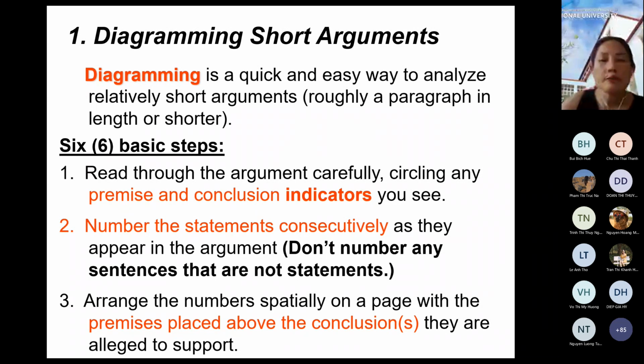In the third step, after you number the statements, we are going to arrange the numbers on a diagram in which the numbers of the premises stay above the number of the conclusion. So that is the theory. Very soon you need to try to imagine it in your mind, and very soon we will look at the example here. Okay, so number 3, put all the numbers on a diagram in which we allocate the numbers of premises to be above the number of conclusion.